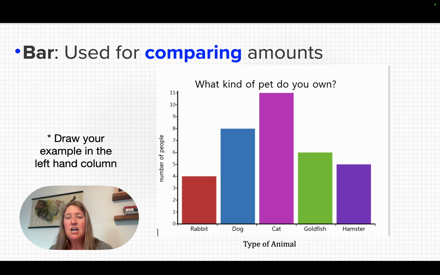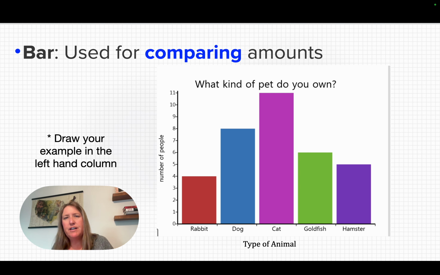So a bar graph is used for comparing amounts. So if we are looking, for example, in this bar graph example, what kind of pet do you own? We are comparing amounts of rabbits to dogs, to cats, to goldfish, to hamster. These things, if you thought, let's make a line graph, you can't connect a line from a rabbit to a dog.